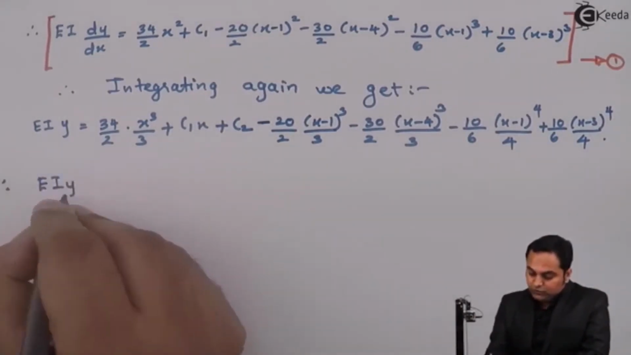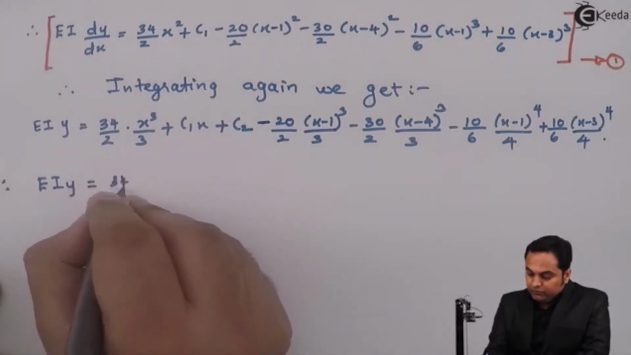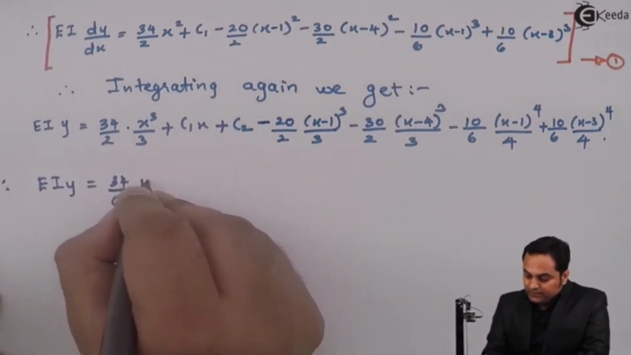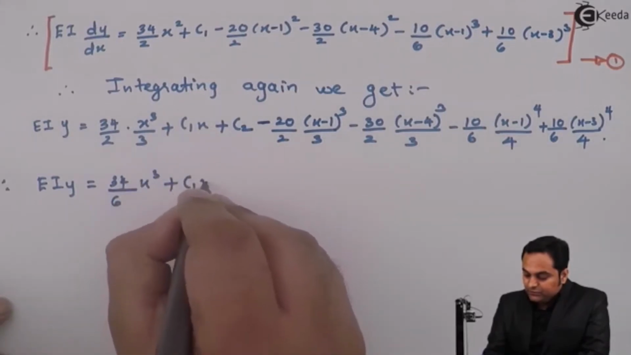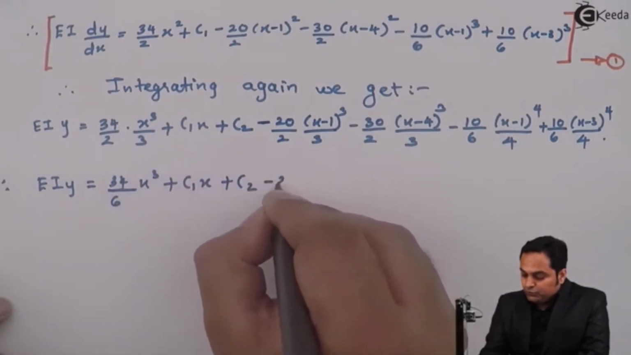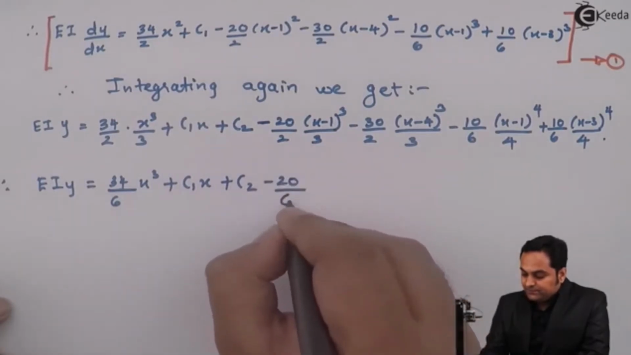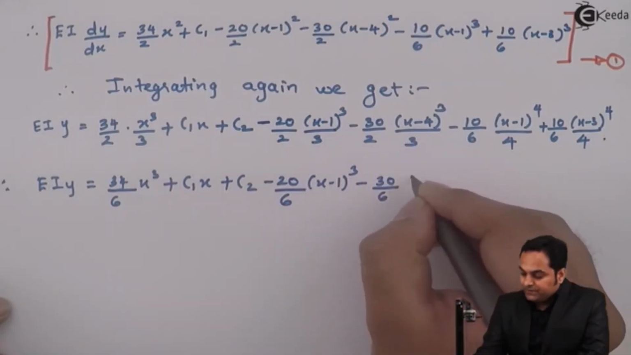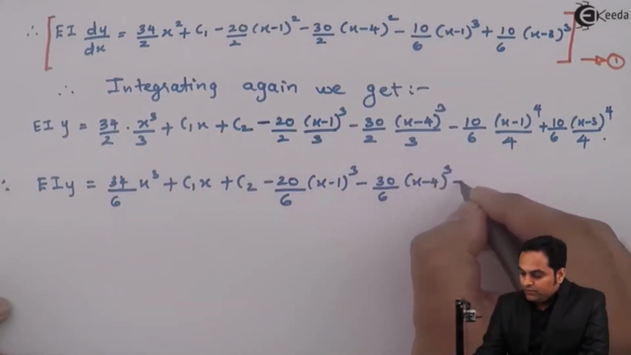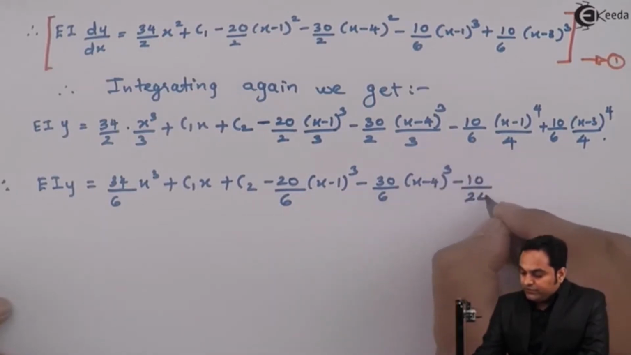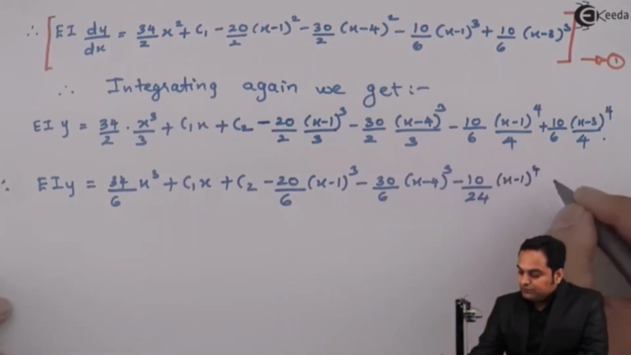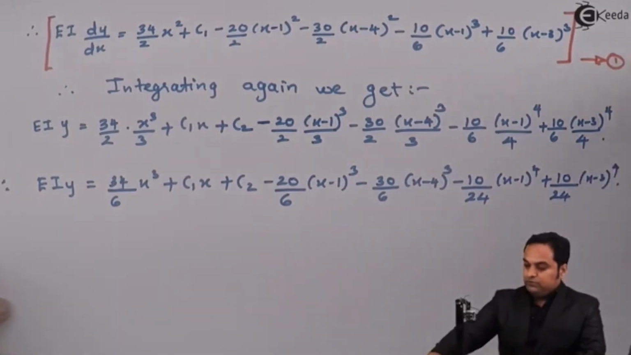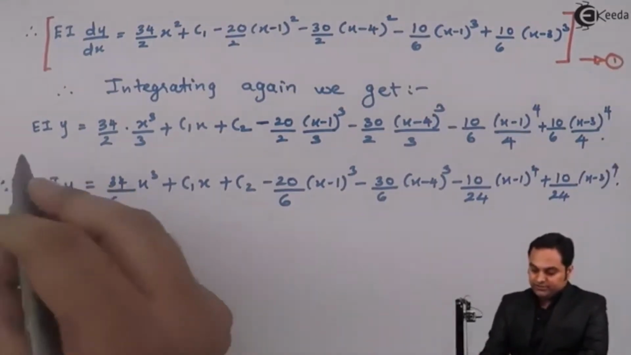So we have EI into y is equal to 34 by 6 x cube plus c1 into x plus c2, minus 20 by 6 x minus 1 cube, minus 30 by 6 x minus 4 whole cube, minus 10 by 6 into 4, that is 24, x minus 1 raised to 4, plus 10 by 6 into 4, that is 24, x minus 3 raised to the power 4. Now I'll keep this as equation number 2.